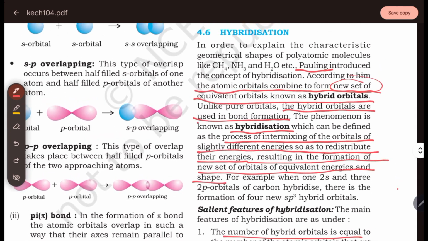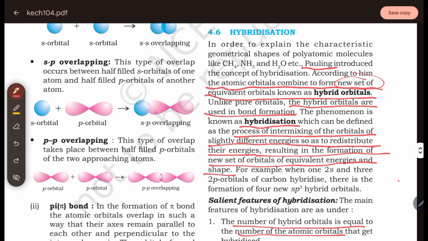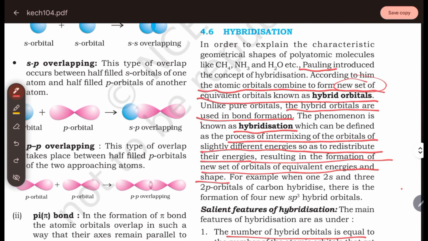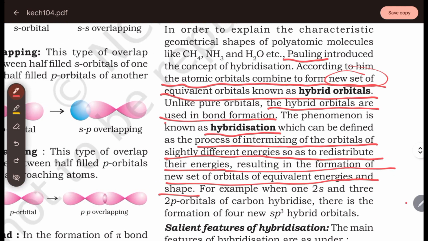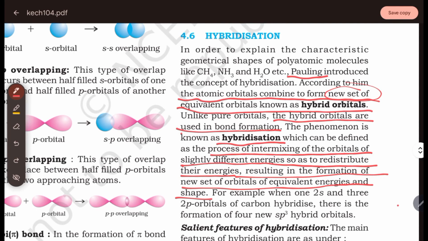You know what? When you prepare a syrup, what you do is mix the sugar, you mix the water, you mix the essence of whichever flavor you are going to prepare. Now, after making the syrup, the individual components lose their own characteristics, and the entire syrup gives rise to a different type of entity. That is what is happening. The atomic orbitals combine and they give rise to a new set of orbitals, which are termed hybrid orbitals. And the process of intermixing of atomic orbitals is termed hybridization.